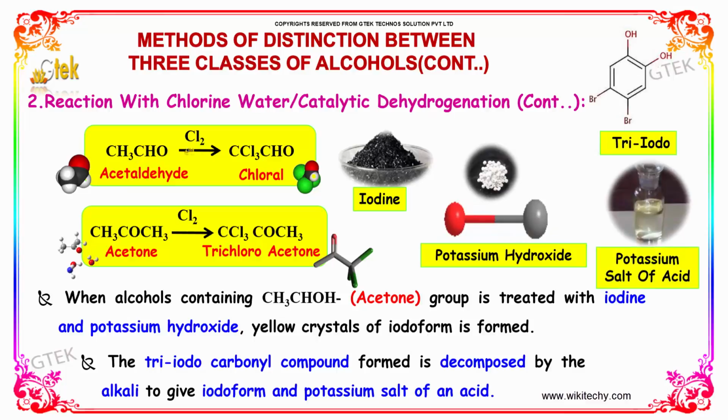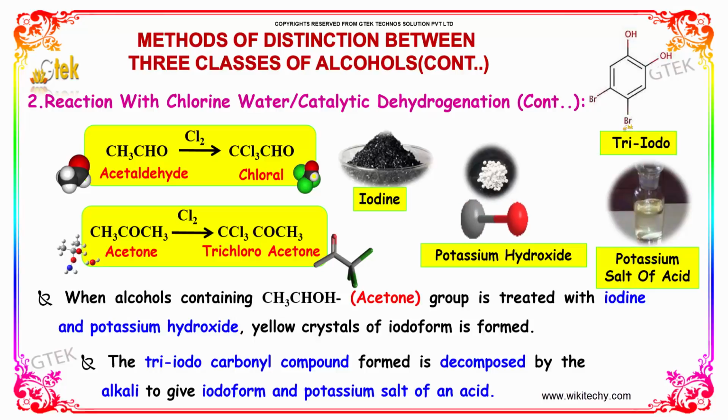Acetaldehyde on the addition of chlorine forms chloral. Acetone forms trichloroacetone. Since this is a positive test for both acetaldehyde and acetone, when alcohols containing the acetyl group are treated with iodine and potassium hydroxide, yellow crystals of iodoform are formed. The triiodocarbonyl compound formed is decomposed by the alkali to give iodoform and the potassium salt of an acid.